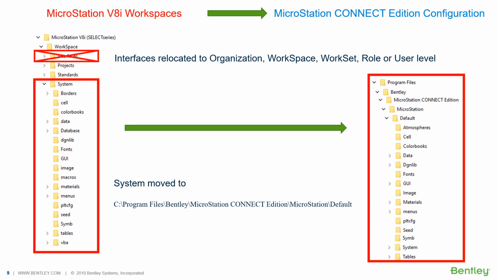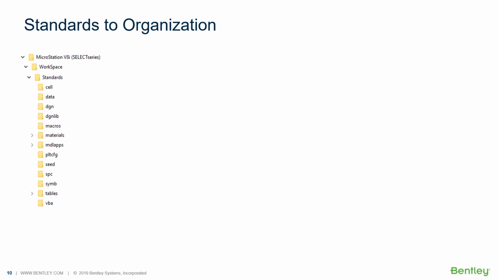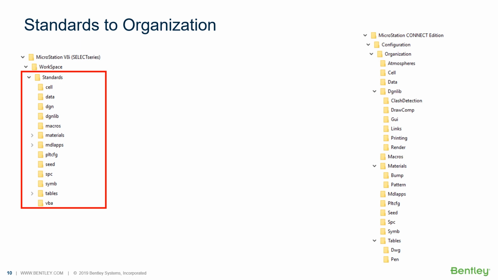Are you concerned? Well, ask yourself what was stored in the Interfaces directory in MicroStation V8i. GUI DGN libs with user interface components? Chances are that was probably the case. Well, they're simply relocated to the corresponding level of configuration, be it organization, workspace, workset, role, or user. More about these in a moment. Our standards directory, which was our site-level configuration, is now called organization.